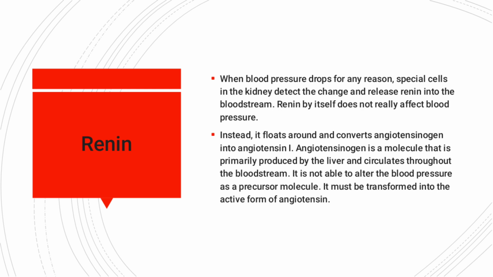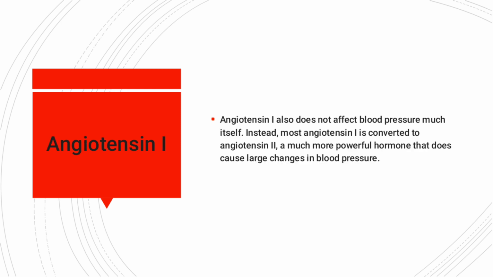Angiotensinogen is a molecule that is primarily produced by the liver and circulates throughout the bloodstream. As a precursor molecule, it is not able to alter the blood pressure. It must be transformed into the active form of angiotensin. Here you can look for angiotensin 1. Angiotensin 1 also does not affect the blood pressure much itself. Instead, most angiotensin 1 is converted to angiotensin 2, a much more powerful hormone that does cause large changes in the blood pressure.